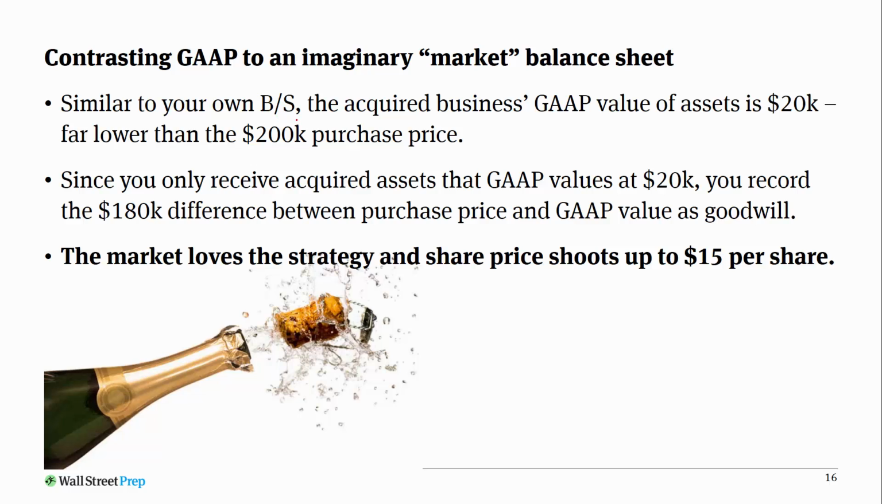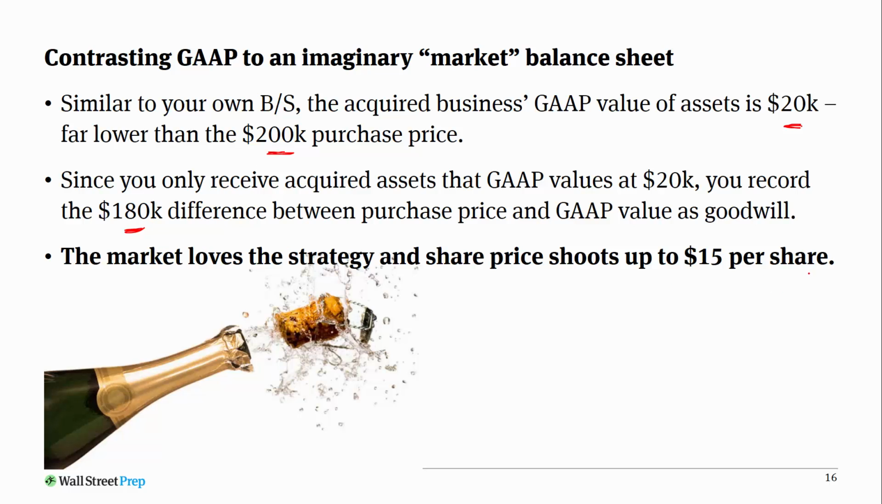But similar to your own balance sheet, the acquired business's GAAP value of assets is only $20,000, far lower than the $200,000 purchase price. And so it's just some basic accounting. When you receive acquired assets where the GAAP value is much less than the actual purchase price, you have to record that difference, in this case the $180,000 difference, as goodwill.